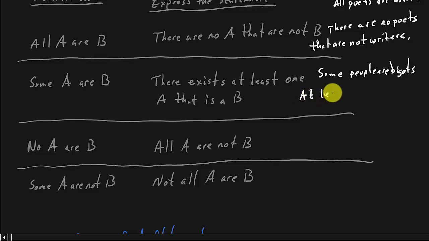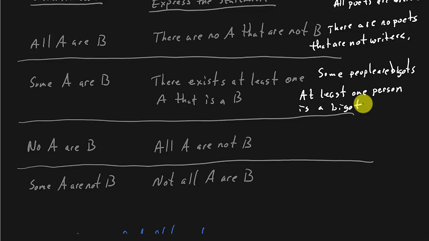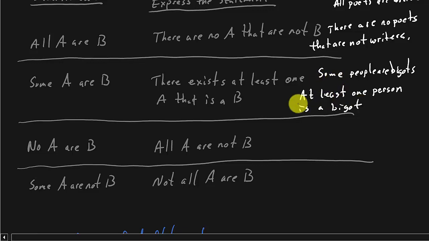At least one person is a bigot. Okay, so some at least. Okay, those are going to be the same thing. Some at least. Some people are bigots. At least one person is a bigot. All right. Now, what about this next one?